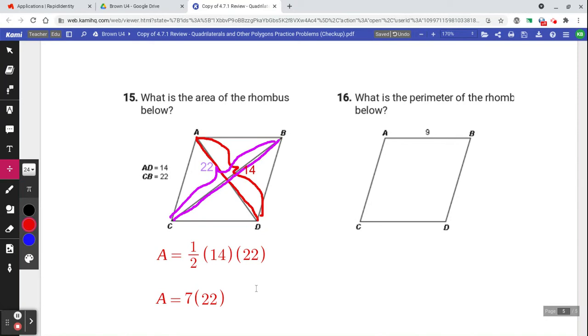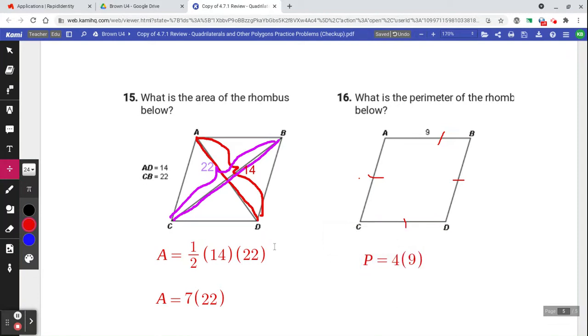Okay, last one, I think. No, maybe. We'll look. Number 16 is the perimeter of a rhombus. Well, a rhombus has all equal sides. Let's make this a little bit smaller again. So this is equal to this, which is equal to this, which is equal to this. They're 9 all the way around. I could write the perimeter equals 9 plus 9 plus 9 plus 9, or I could make life simple and say the perimeter is 4 times 9.